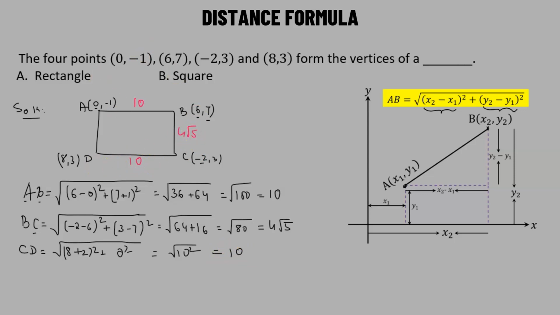And then DA, so we'll find out the length of DA. DA is going to be equal to, we'll take the square root. We'll have to do 0 minus 8, so that's -8 squared. Added to -1 minus 3, so that's -4. So we have -4 squared. -8 squared is 64. -4 squared is 16. So this also comes out to be square root of 80. That means we have 4 times square root of 5. Now clearly we see that only the opposite sides are equal. So that means our quadrilateral is definitely going to be a rectangle.